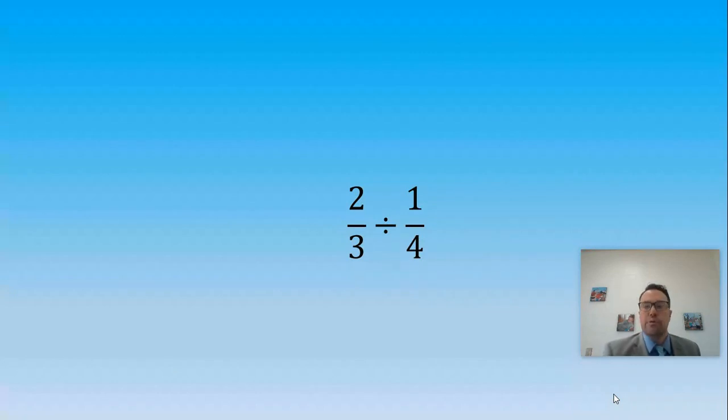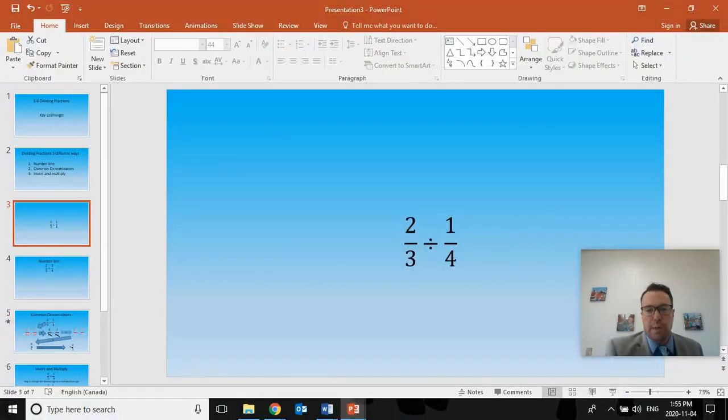So I have 2/3 divided by a quarter. Think of it as 2/3 of a pizza, and we want to cut those pieces into quarters. How big is each slice, right?